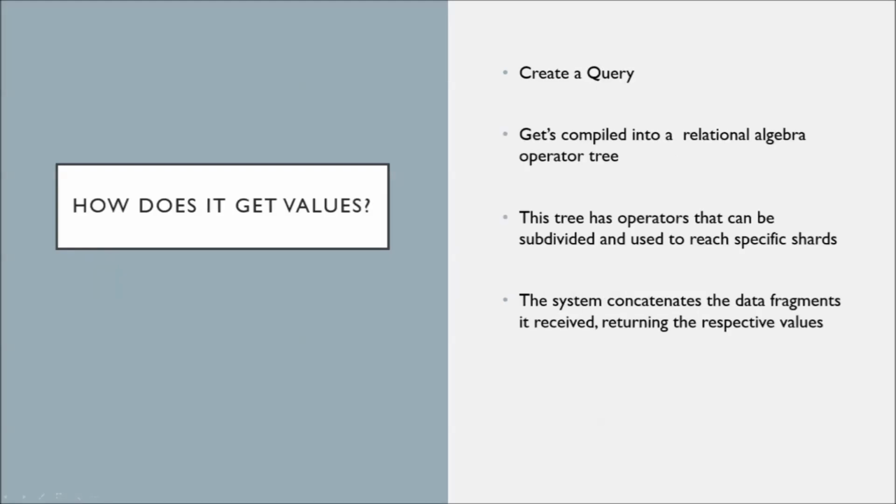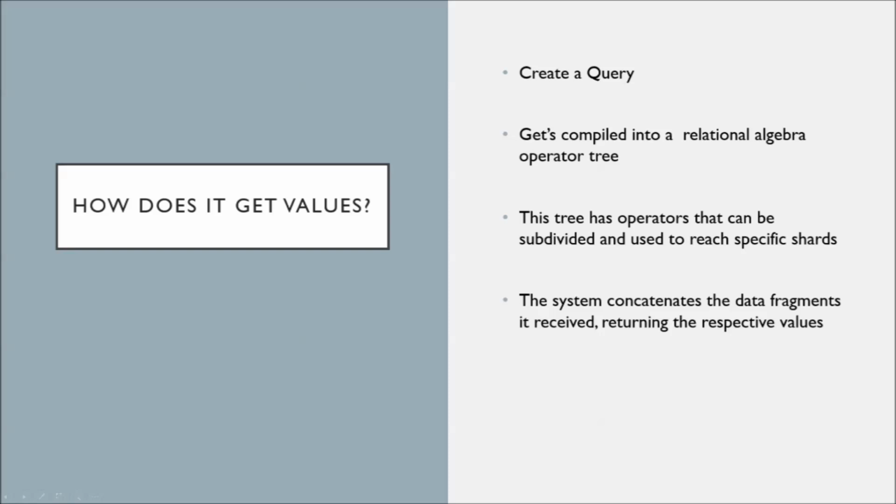So, how does it get values? Spanner uses queries to be able to get information to the user. The user creates a query that is compiled by the system into a relational algebra operator tree. The way the query gets developed into a tree is very important, because this tree can be divided into subqueries and be distributed, using the system coprocessors between shards, parallelizing the search in the shards and thus decreasing latency.